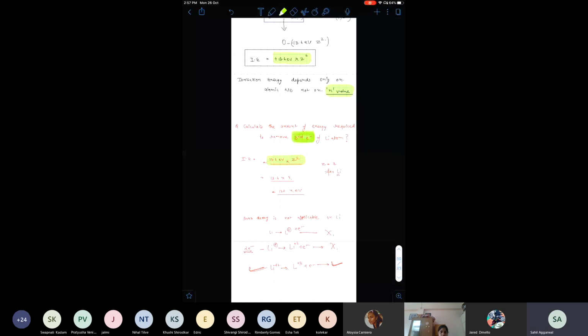So I should better write here last electron removal. Now things will become more clear. Okay, Pratyusha and Deepika. Deepika, Pratyusha, Archana. So your formula is applicable only for the last electron.